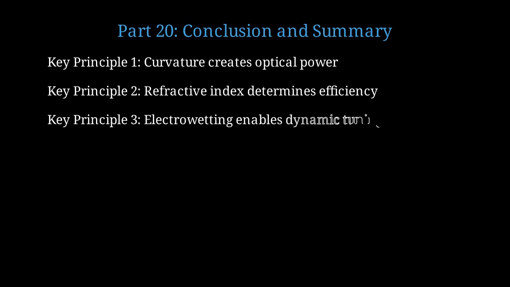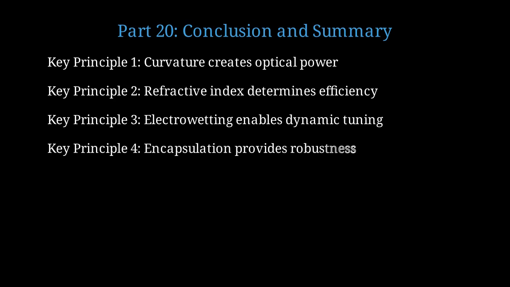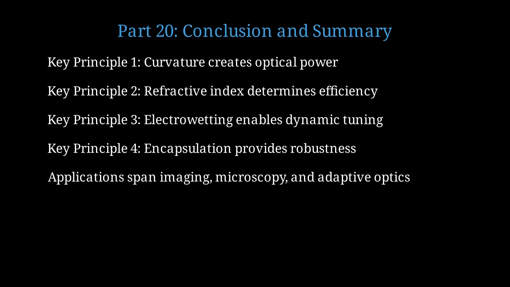Electrowetting modifies contact angle electrically, changing droplet shape and thus focal length reversibly with millisecond response times. Proper encapsulation prevents evaporation, enables two-liquid designs, and provides mechanical stability for practical device integration. Droplet lenses find applications in smartphone cameras, lab-on-chip microscopes, adaptive optical systems, and emerging biomedical implants.